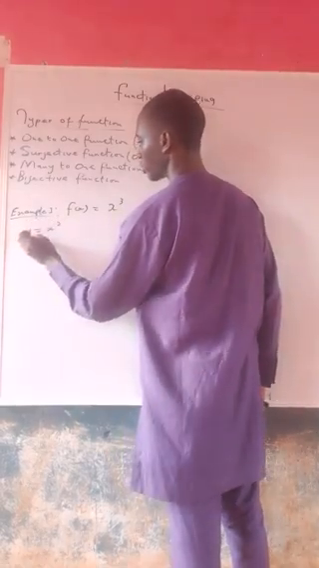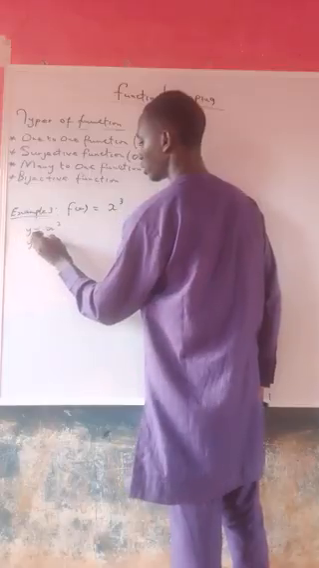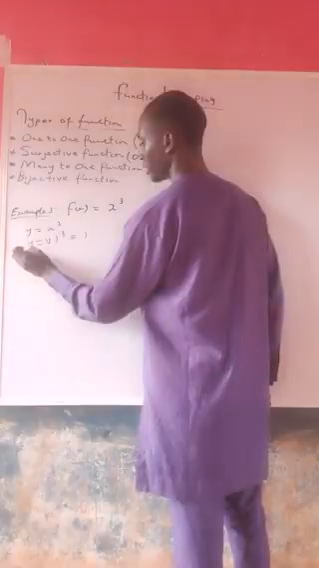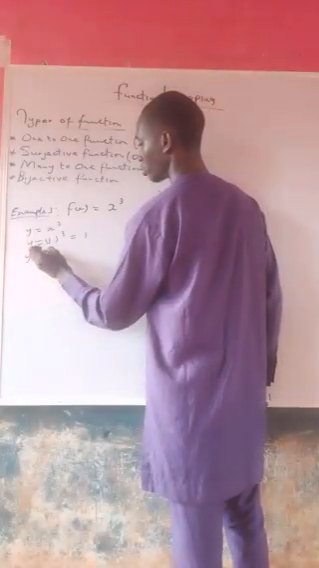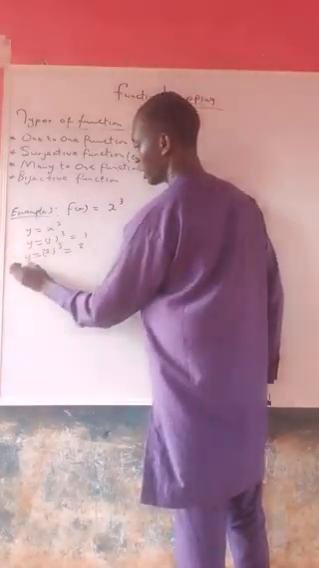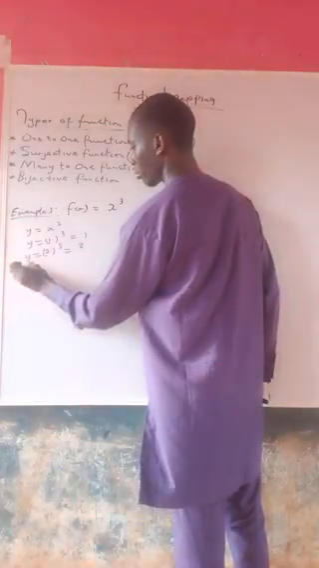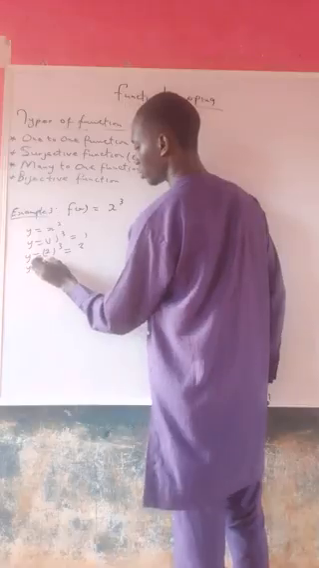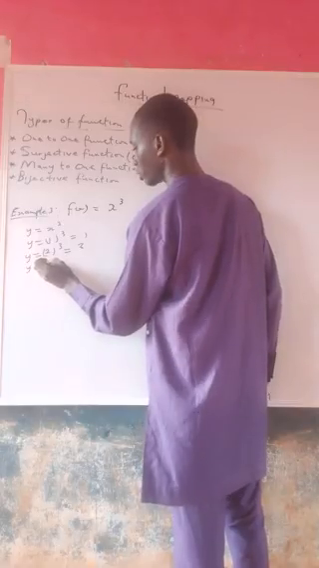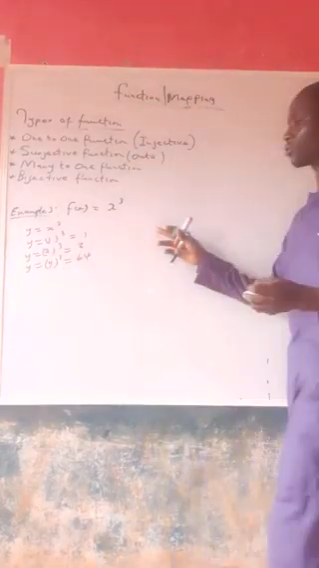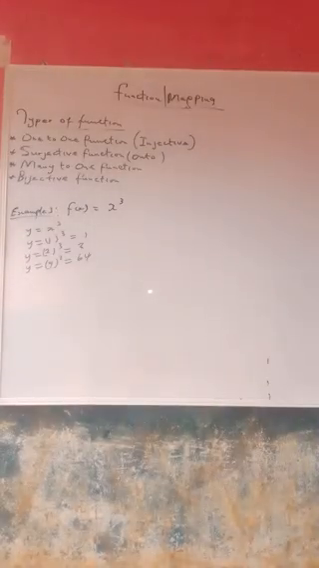That means that we are going to have y equals 1 raised to the power of 3. We obtain 1. When x is 2, we are going to have y equals 2 raised to the power of 3, which is equal to 8. When x is now 4, we are going to have 4 to the power of 3, and 4 to the power of 3 is 64. So this kind of function, we can say, is also injective.